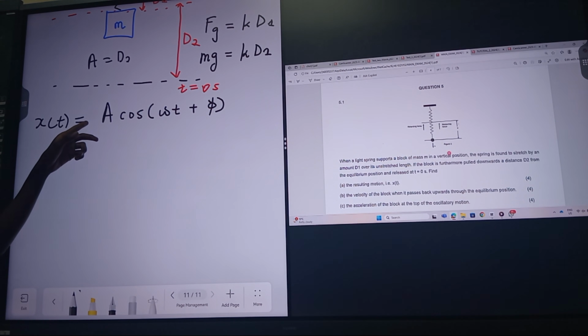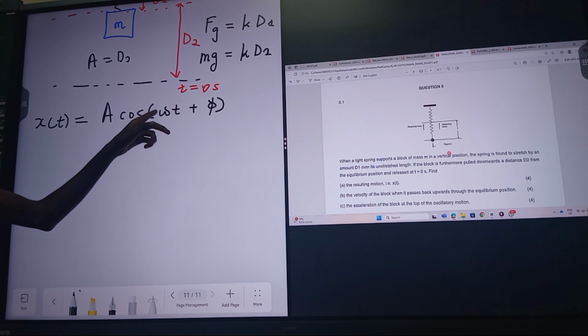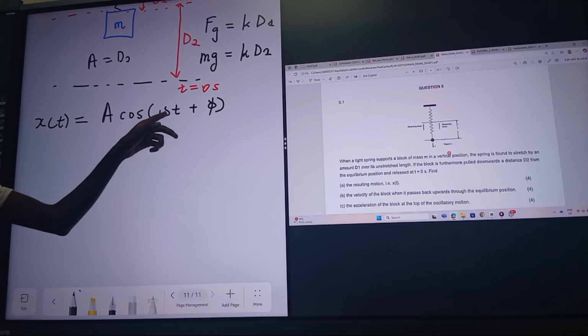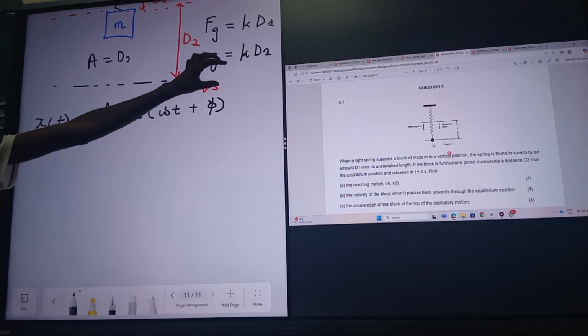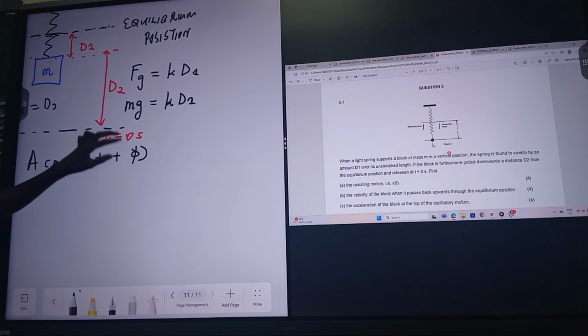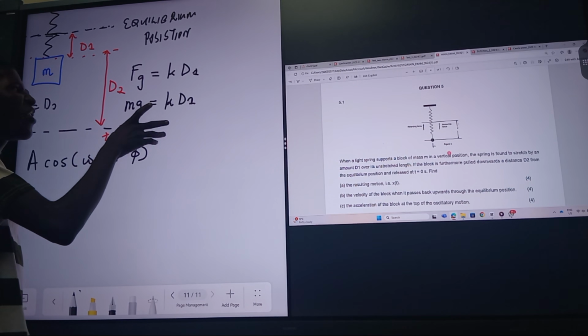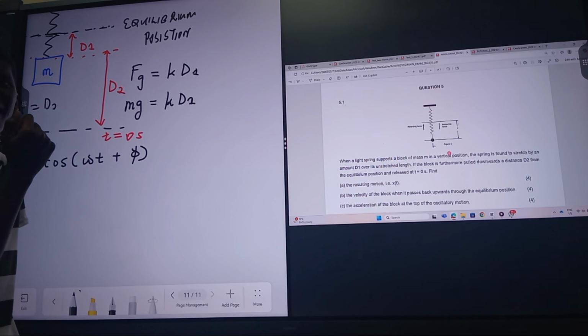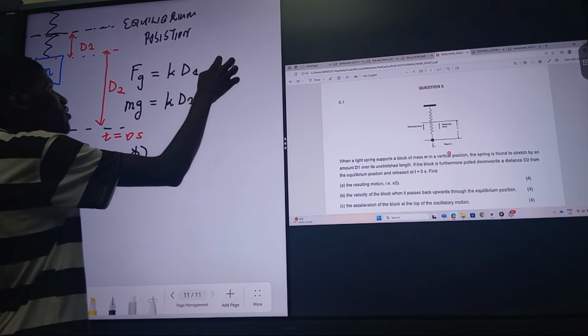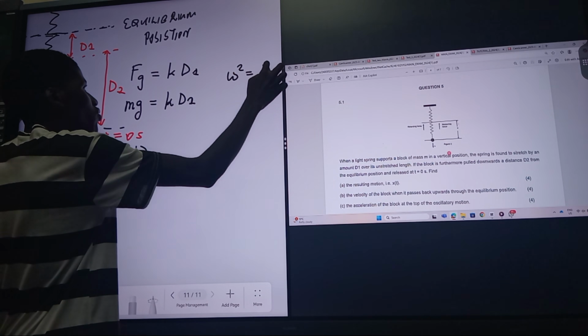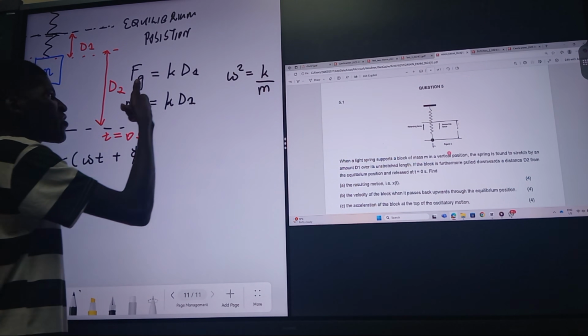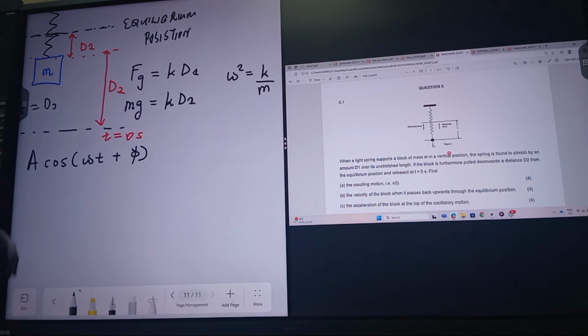It will also need us to have omega. Do we have omega here? We can find omega from this. So remember, we made an expression: mg is equal to kd1. From here, we know the value omega squared is equal to k over m. So if we can find k, we can find omega as well.